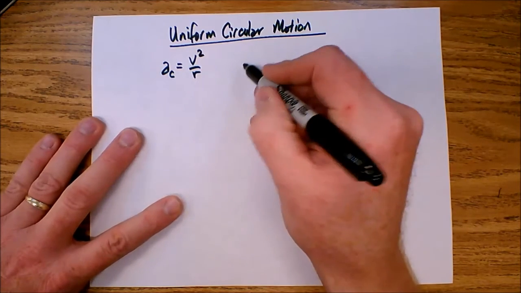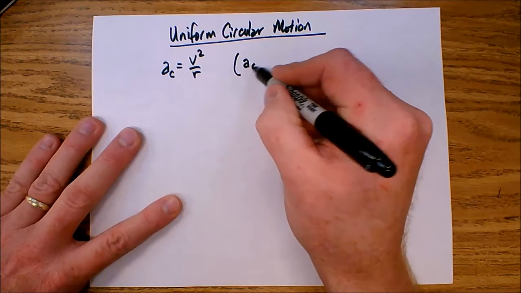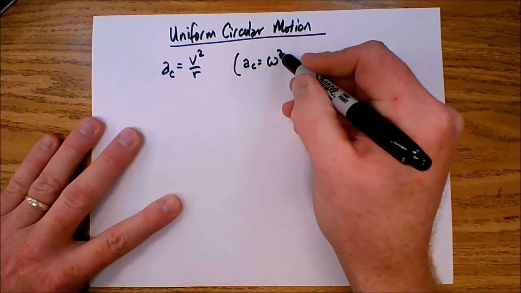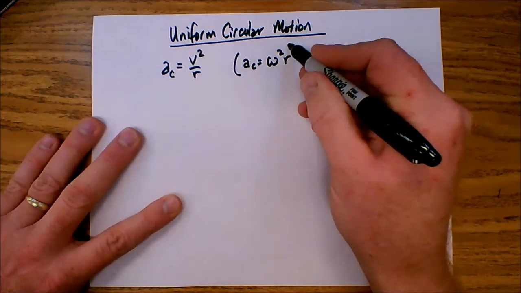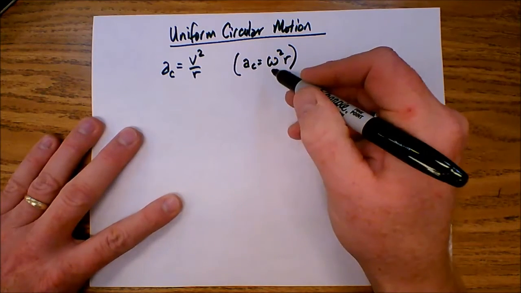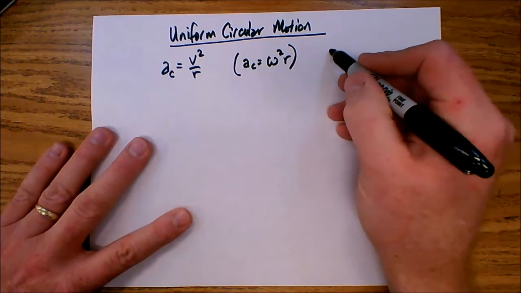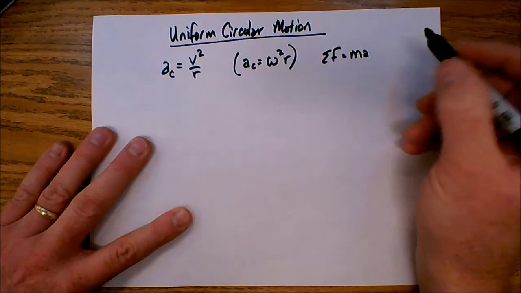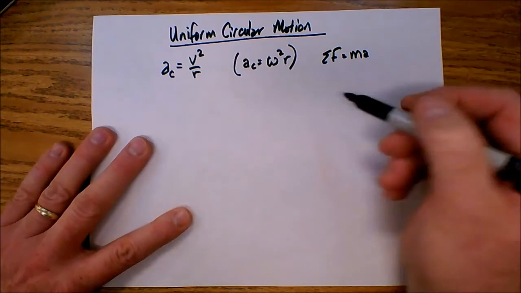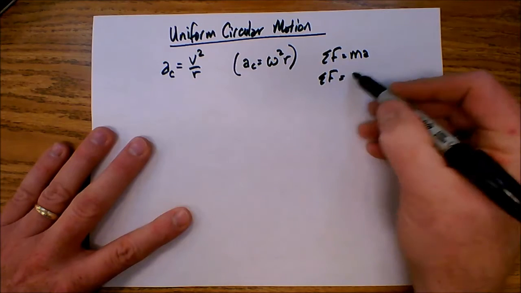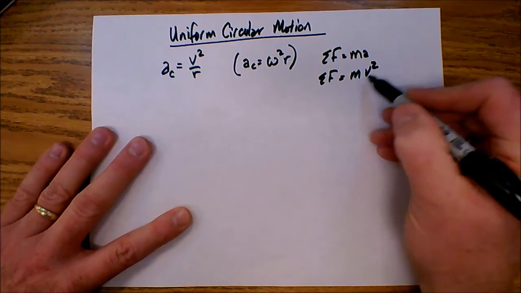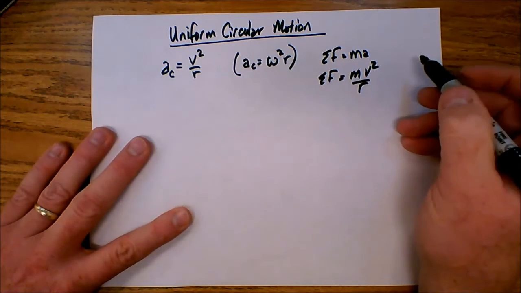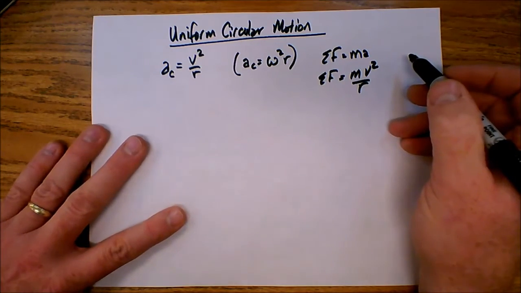We could also say that the centripetal acceleration is equal to omega squared times r, the angular velocity squared times the radius. They're saying the same thing. We also remember that net force acting on an object is equal to mass times acceleration. Therefore, if we have something undergoing uniform circular motion, the net force would equal mass times v squared over r, or mv squared over r. So these are some of our basic equations.